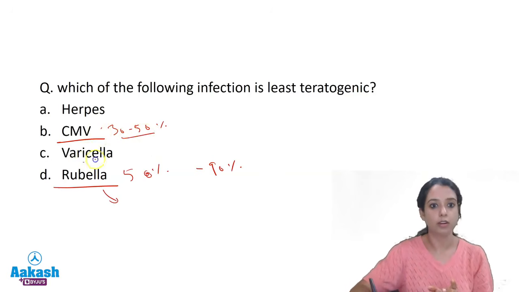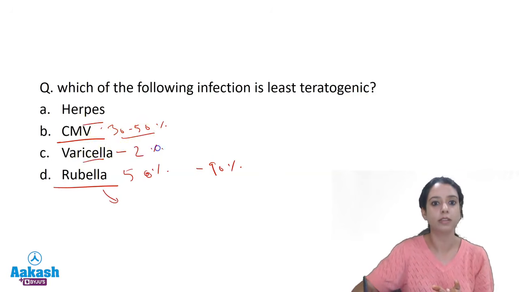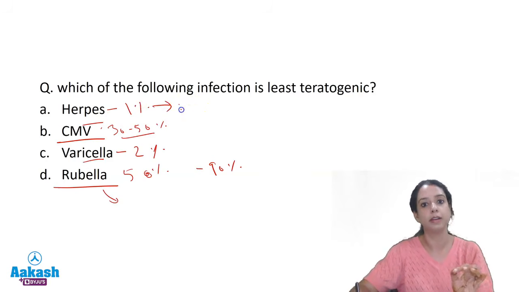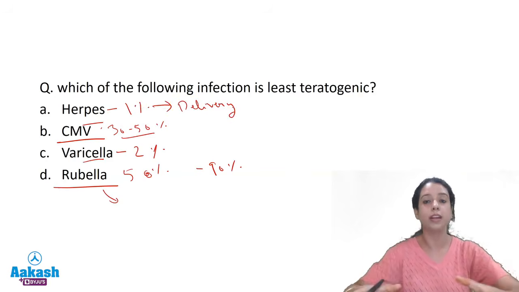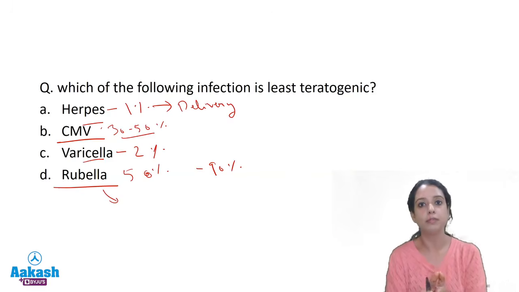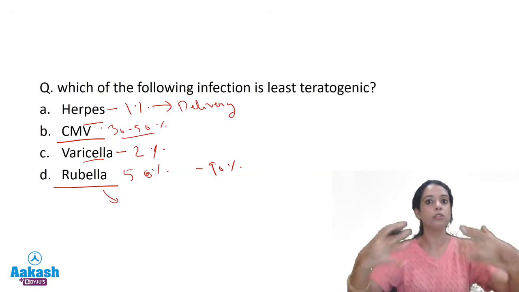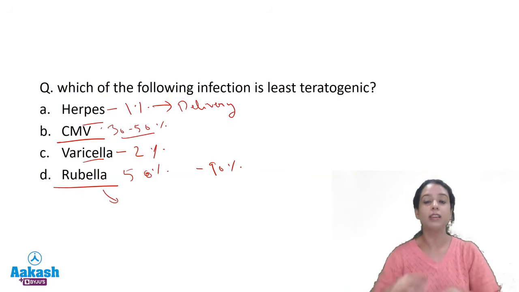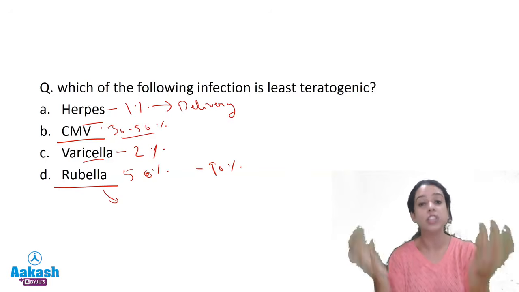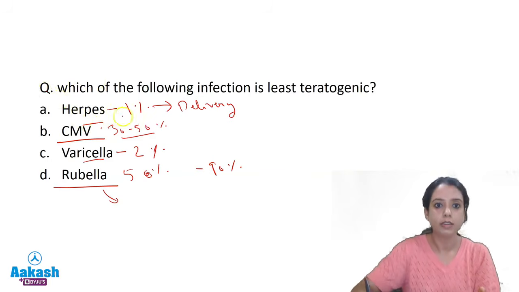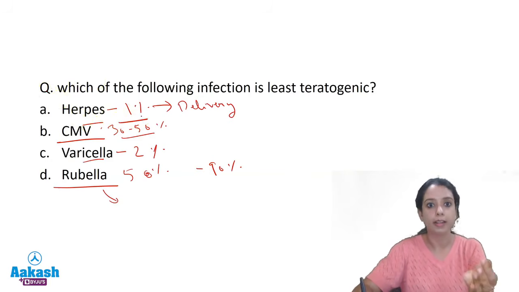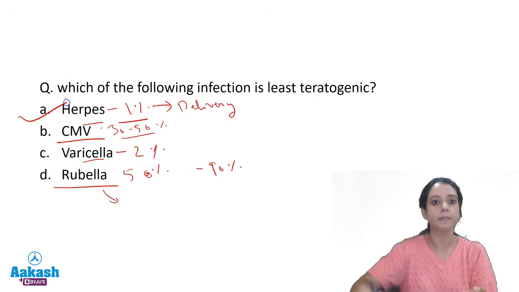Least teratogenic are both herpes and varicella. Varicella is only 2% transmission risk and herpes is only 1%. When is herpes transmitted most? During the perinatal period, around delivery. When the baby is undergoing vaginal delivery, the baby will come in contact with the fluid and catch herpes. So it will not produce teratogenesis. It will cause meningitis and disseminated herpes, which is very dangerous for the baby. Teratogenesis will occur in the antenatal period. The risk is only 1%. So the answer is herpes.